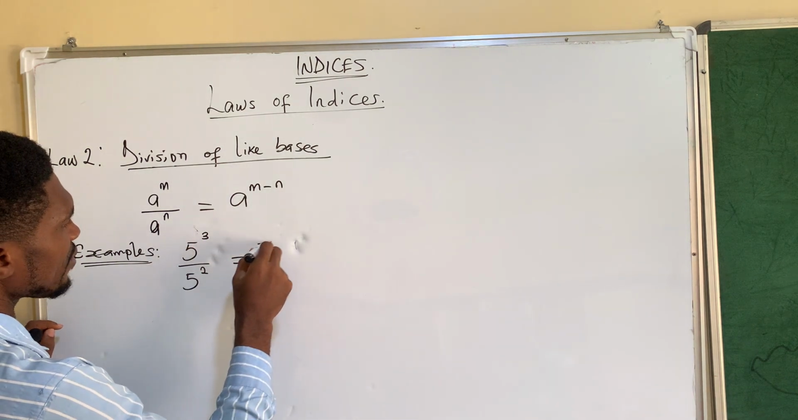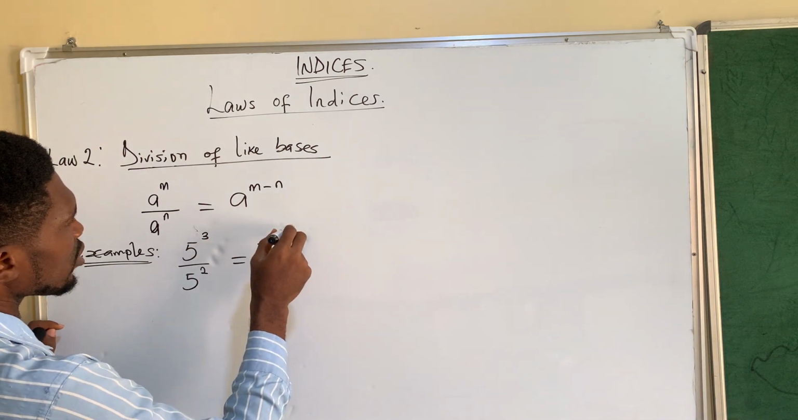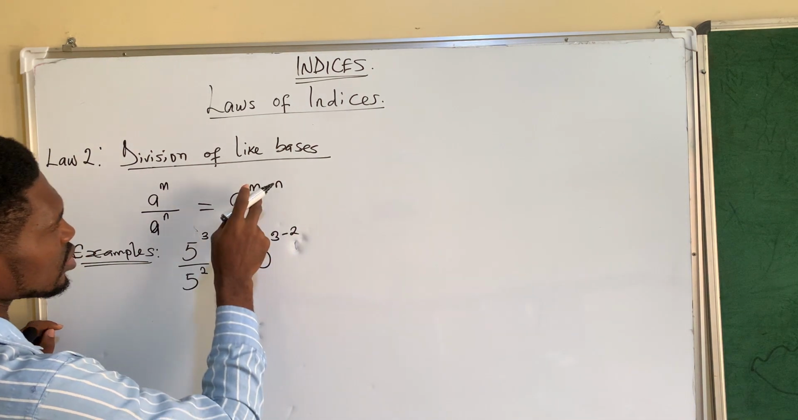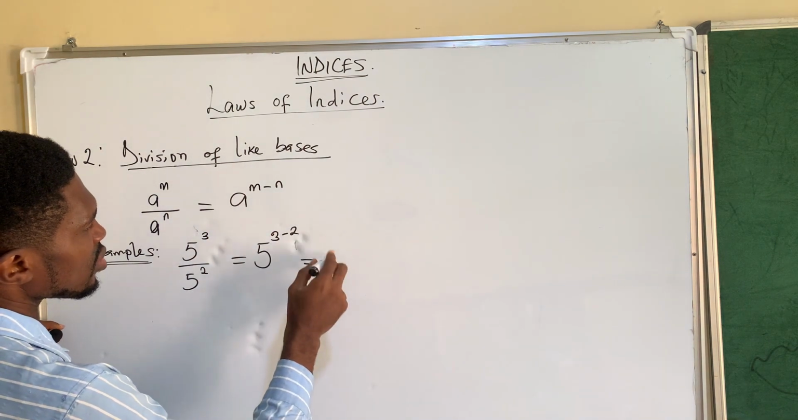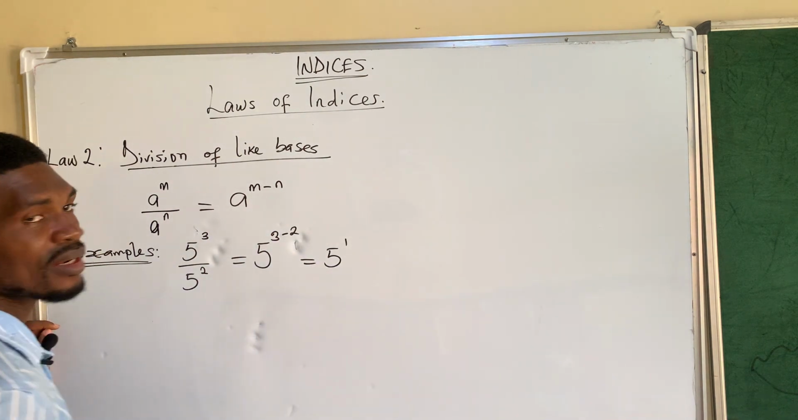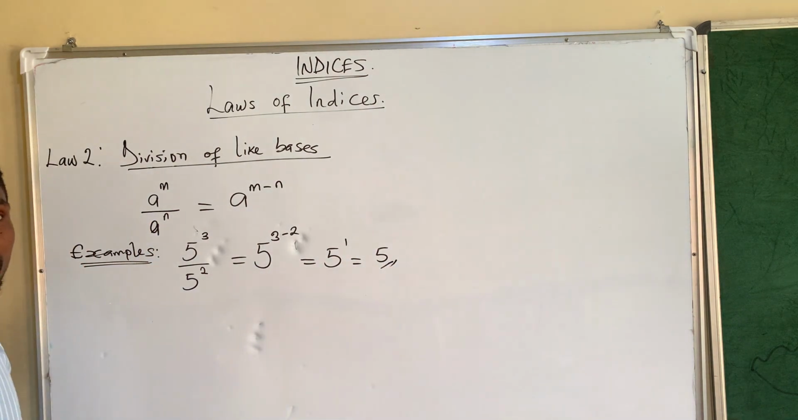have 5 raised to power 3 minus 2, just as we have here. So that we'll have 5 raised to power 3 minus 3 is what? 1. So 5 raised to power 1. And 5 raised to power 1 is equal to 5. So this is the answer.